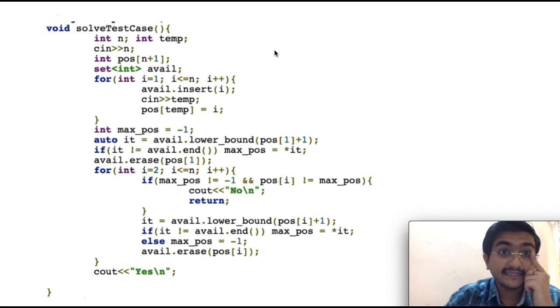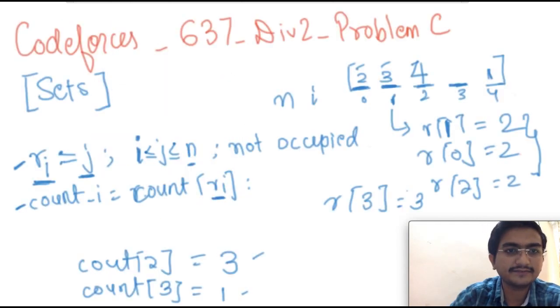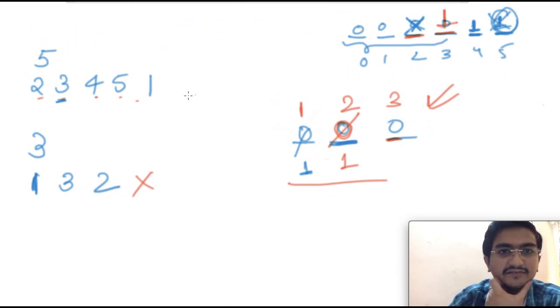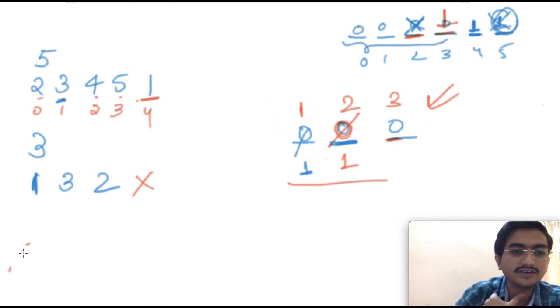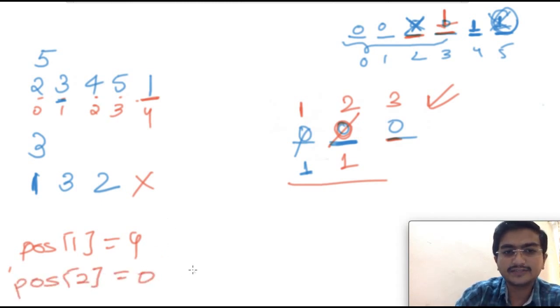Okay, so sorry for the glitch. What happens here is, I'm storing a position variable to store the position of the ith element, like where it is actually stored. So if the given array was of this form, the position of 1 will be 4 (indices 0, 1, 2, 3, 4), and position of 2 will be equal to 0, and so on.